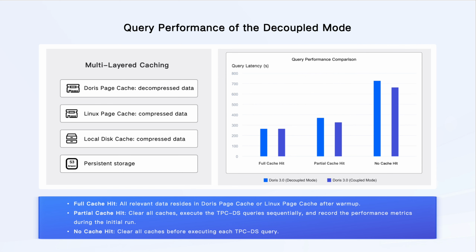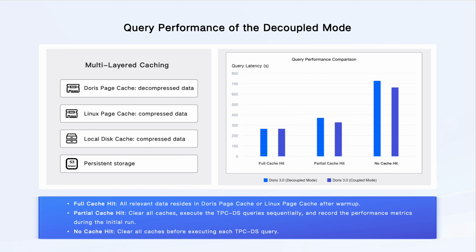It shows the different cache layers. The first layer is the Doris page cache. It stores the decompressed data. For example, when Doris stores data, it compresses it using algorithms like ZSTD or LZ4 to save space. But when that data gets cached in memory, it's already decompressed. Why does this matter? Well, in high concurrency queries, Doris can skip the extra step of decompressing data on the fly, which means faster query responses and less CPU load.